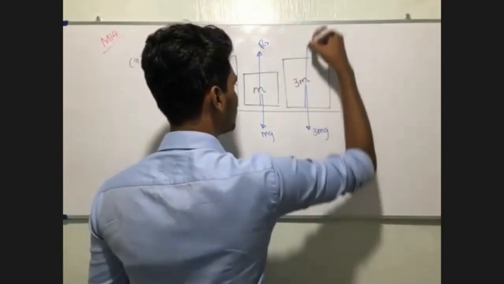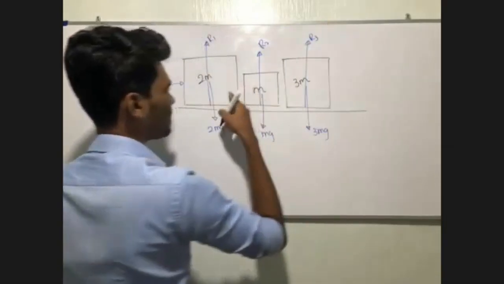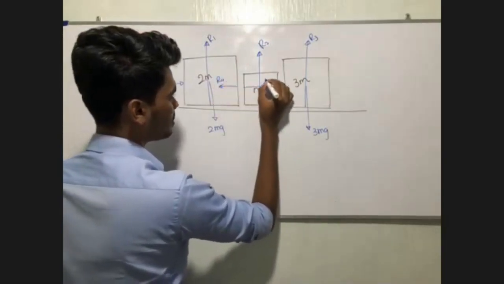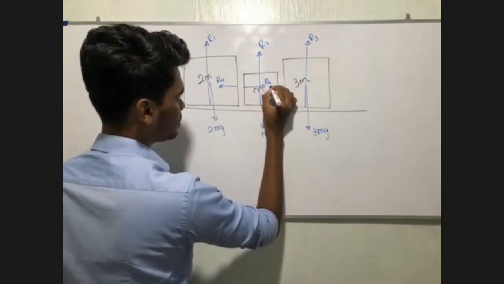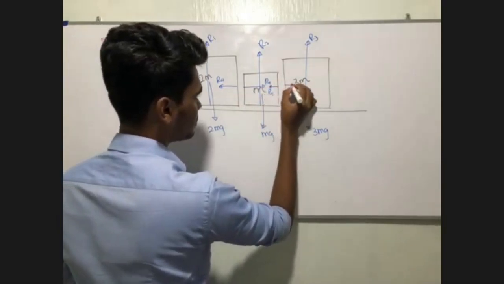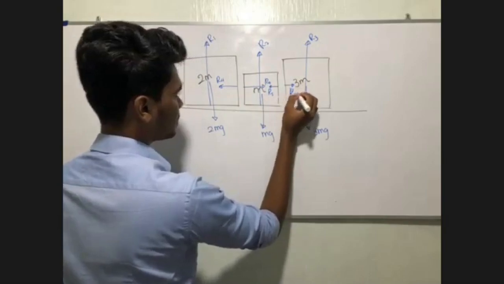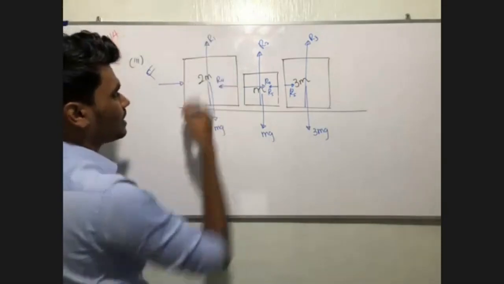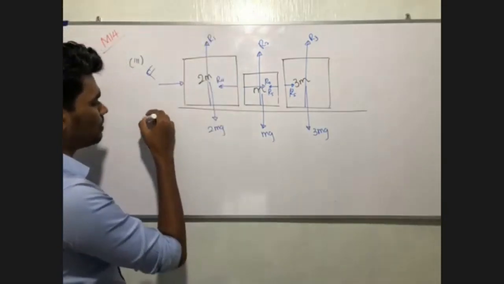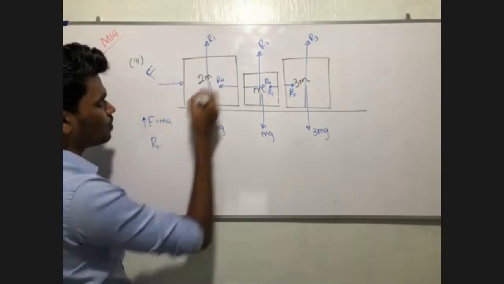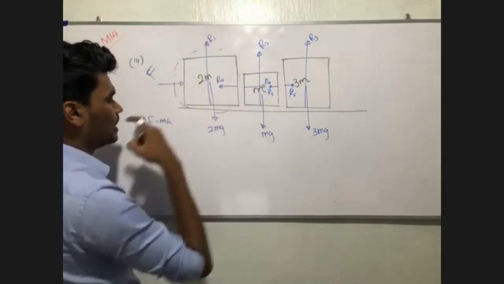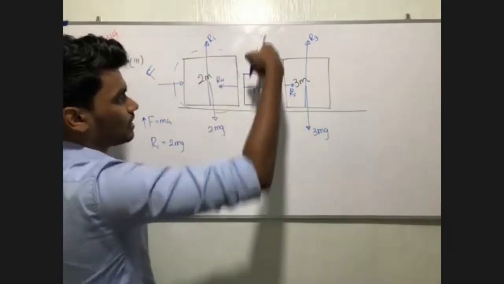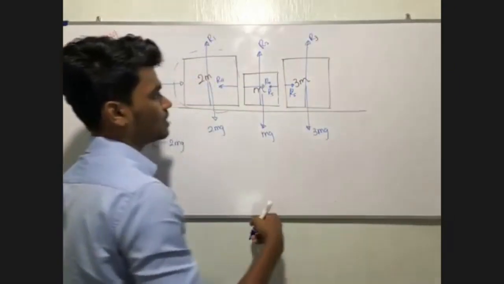R2, R3, there's a contact surface, R4, R5, right? So you know how to find R1. Of course, apply upward F equals ma for one single object, and R1 is going to be 2mg, right? R1 is 2mg, R2 is mg, R3 is 3mg.